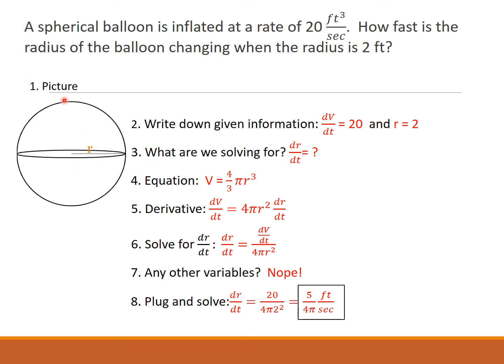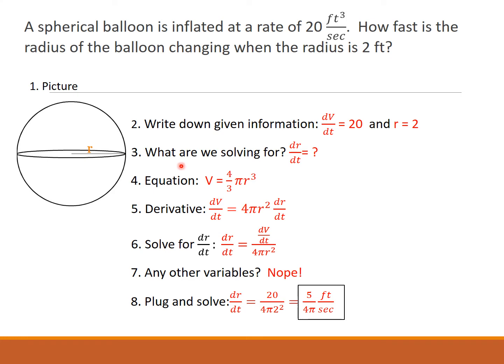So part 1's done. Now for 2, we're going to write down what the given information is. They say that the spherical balloon is being inflated, so that's a volume here in cubic feet. So we're going to say dV/dt is equal to that 20 cubic feet per second. And they want it when the radius is equal to 2 feet. So we're going to say r is equal to 2.